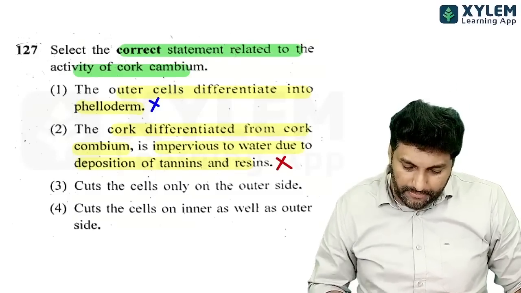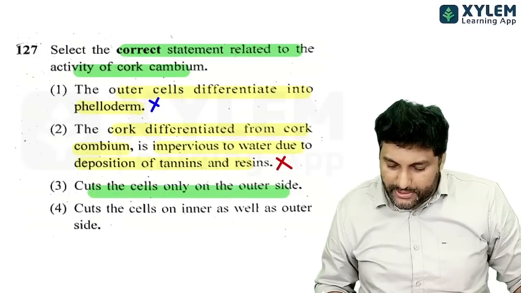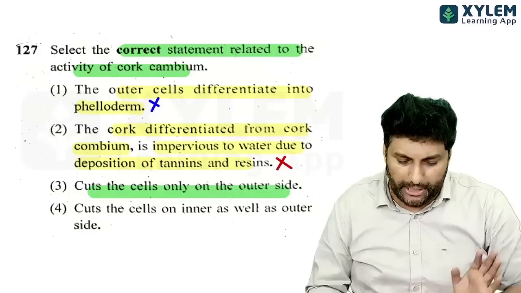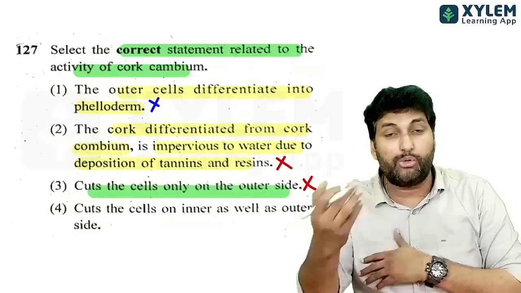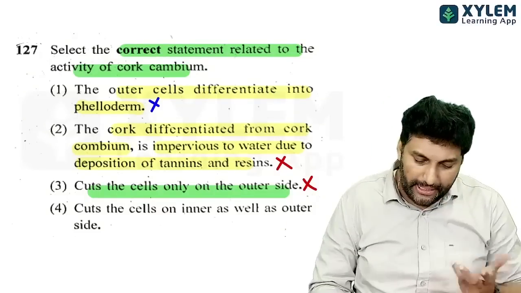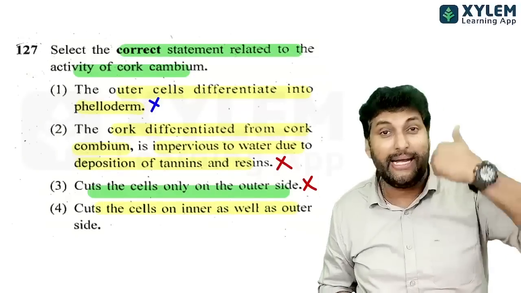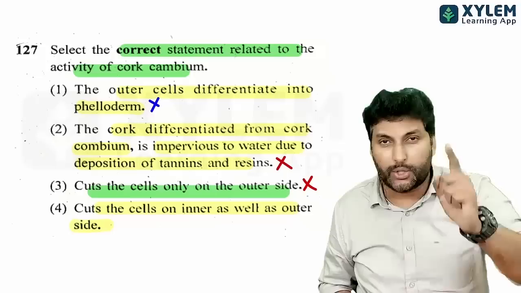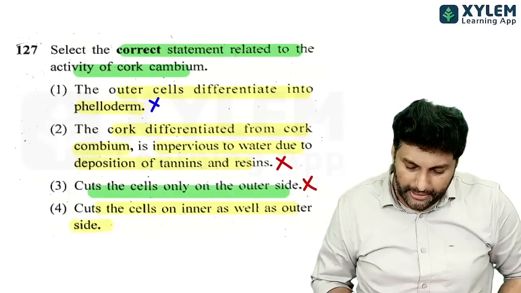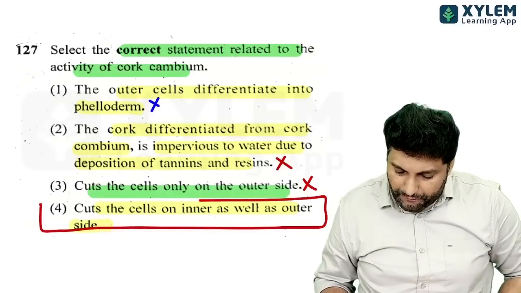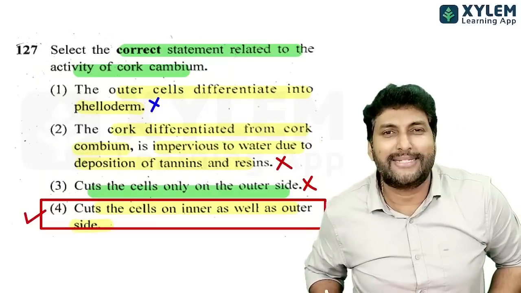The third one, cut the cells only to the outer side. Absolutely wrong. They cut towards outer as well as inner side. Let's move to the last one. The fourth one, cut the cells on the inner side as well as outer side. So the fourth one is the right thing. So we can see that the fourth is the right answer.